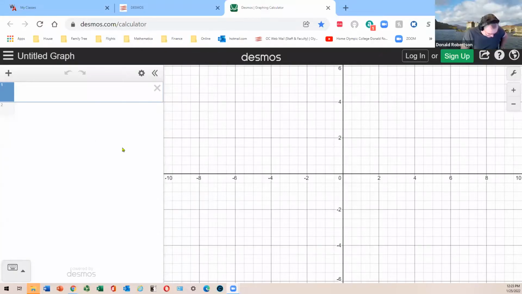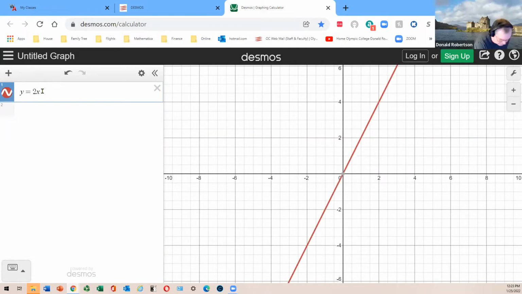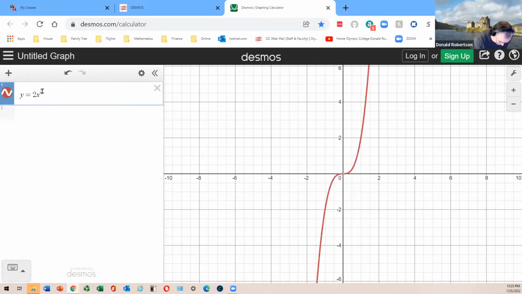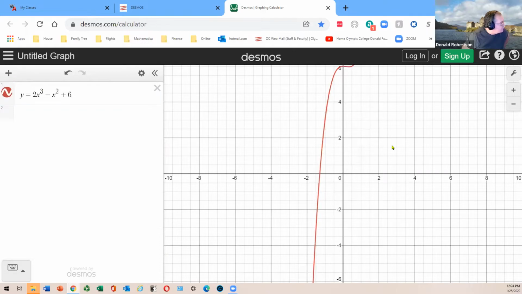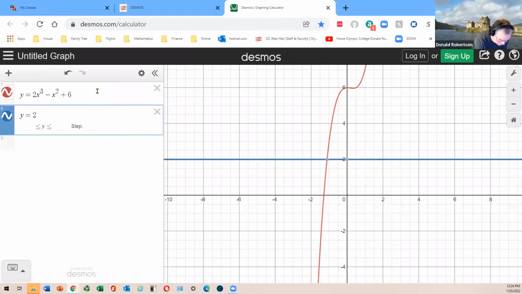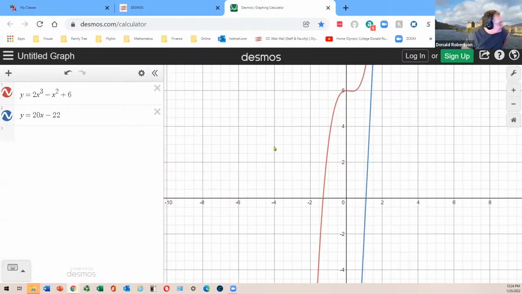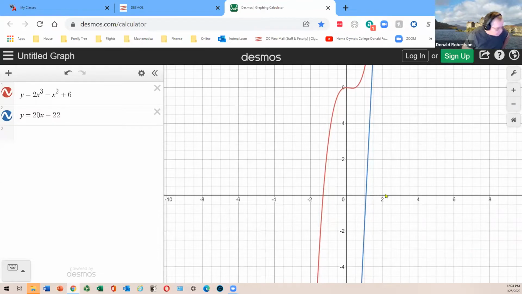Here is Desmos, and I'm going to put in the original function, the cubic curve. It looks something like this. I believe it was 2x cubed, take away an x squared, and then add a 6. Interesting shape. And the tangent line was y equals 20x take away 22. And we were interested at the point 2, 18.